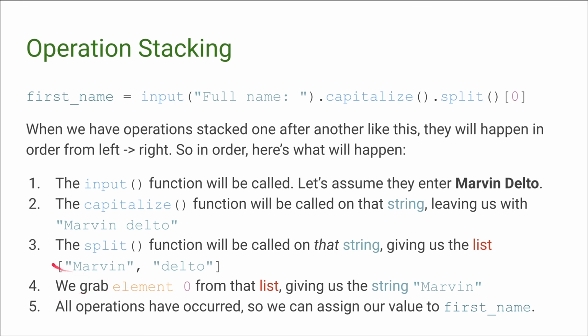So split returns that list Marvin, Delto. Element 0 is that string Marvin. So that is what that 0 is going to give us. So we've done all of the operations on that one line, which lets us save that value at the end into our variable first_name. We don't have to store any of those intermediate steps because we don't care about them. All we cared about getting was the first name that they entered in the input.